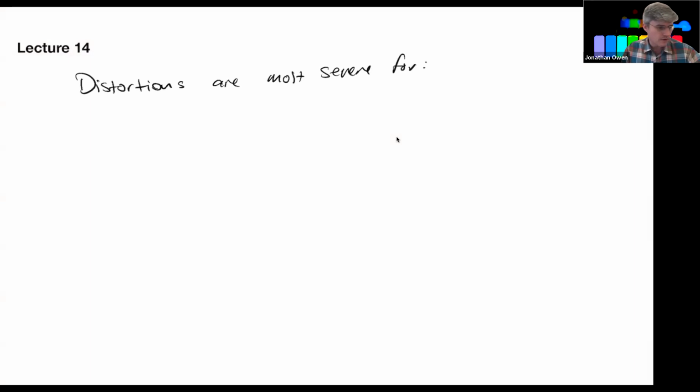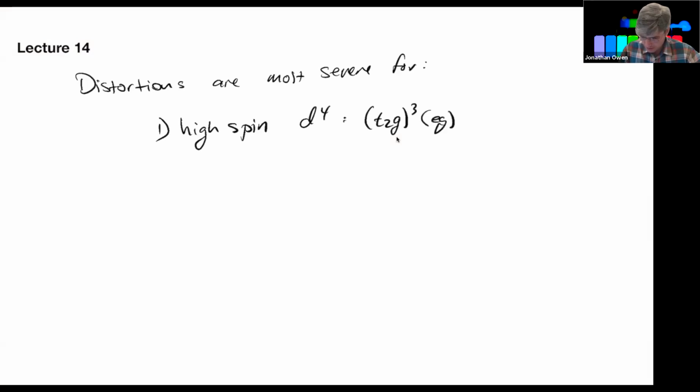So there are the following situations. High spin d4: t2g3 eg1. In that electronic configuration, you have 4 unpaired spins. That's a quintet, and a single degeneracy in the eg set, so it's an E. That's basically the case that we just did.